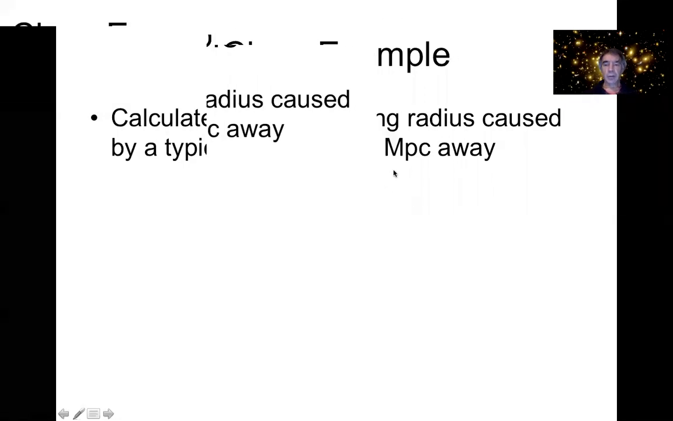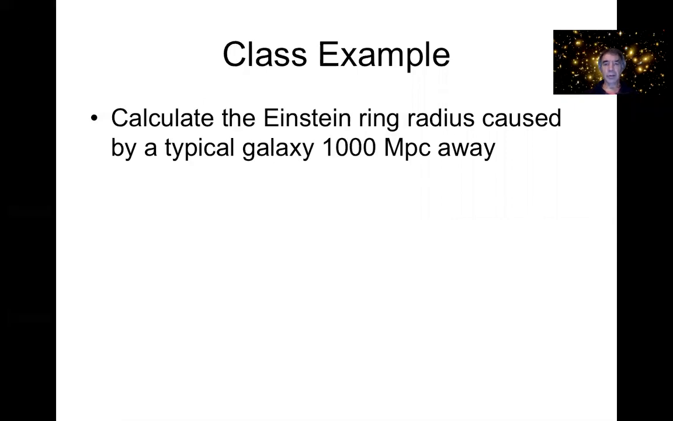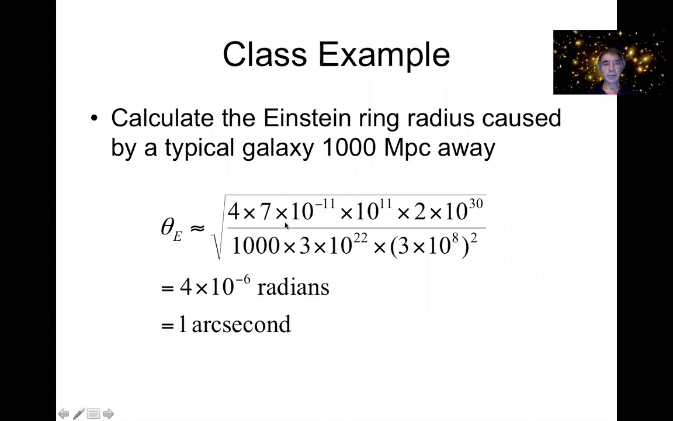Okay, so I left you to put some numbers into the equation on Einstein ring radius. So here we go. I was suggesting putting in a mass typical for a galaxy like our own galaxy, so 10 to the 11 solar masses, so 10 to the 11 times 2 10 to the 20. That's 4 times big G there. And then you've got the 1,000 megaparsecs here and c squared there. And that comes out 4 10 to the minus 6 radians.